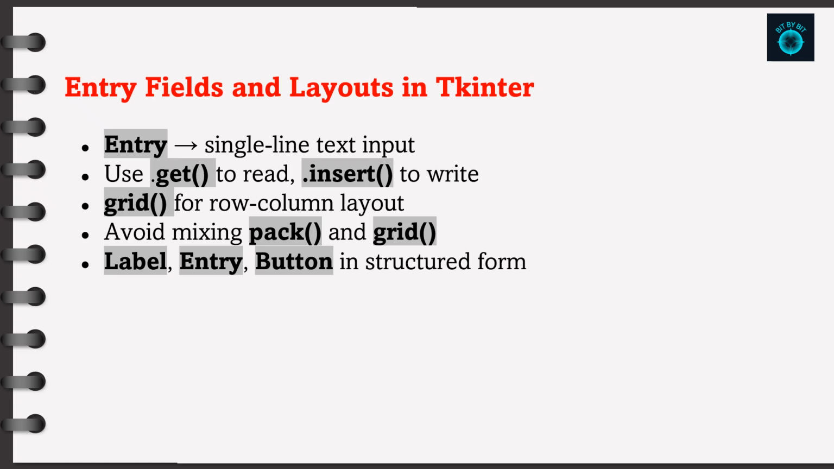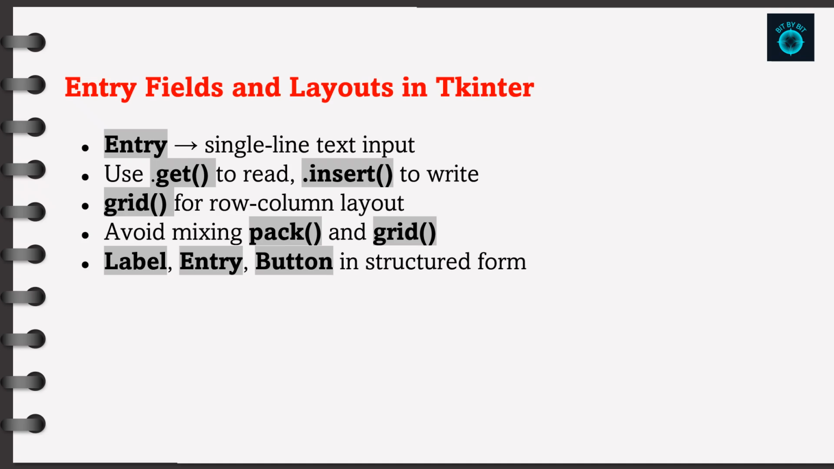To read the text from an entry, we use the get method. To insert text programmatically, we use insert. Next, instead of using pack to position our widgets, we can use grid. Grid lets you place widgets in a structured layout using rows and columns. Think of grid like a table.